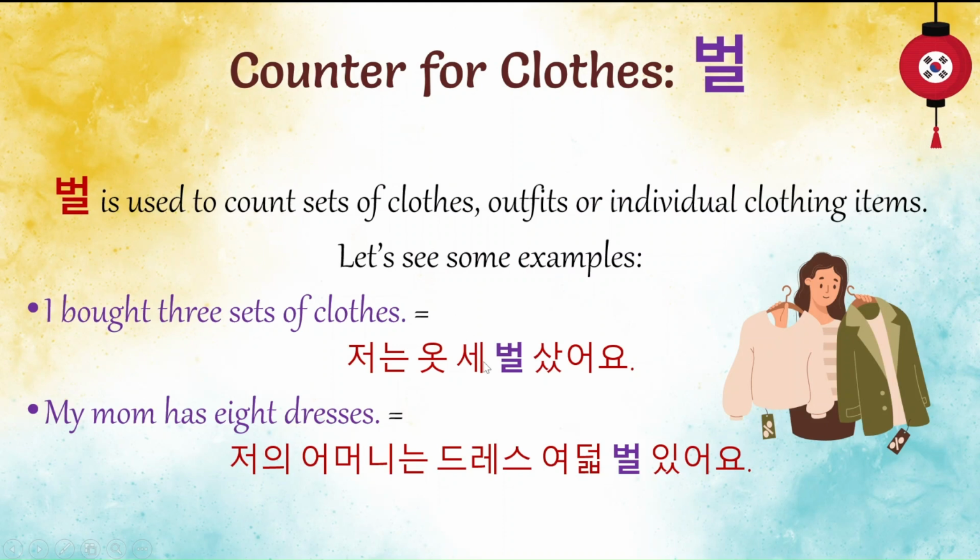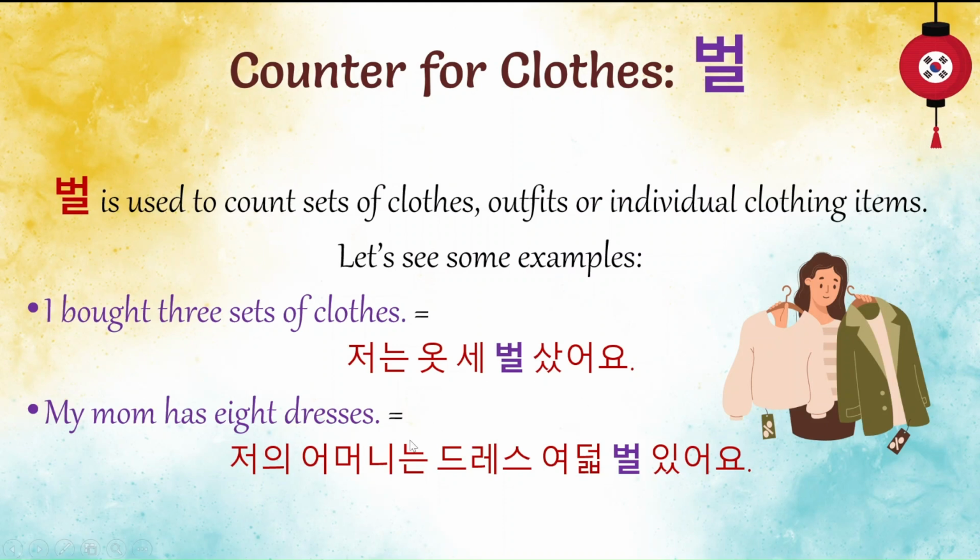Okay, so the format for using a counter word in a sentence is very simple. First comes the noun or the thing that you're counting. So here we are counting clothes. So clothes is 옷. Then comes the number. The number over here is 3, 셋. And then comes the counter word, that is 벌. So it becomes 옷 세 벌. 3 sets of clothes. Okay?